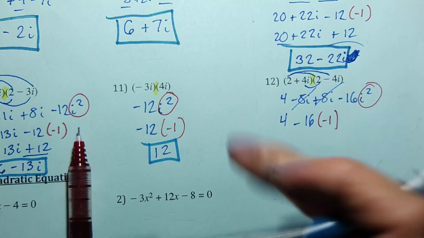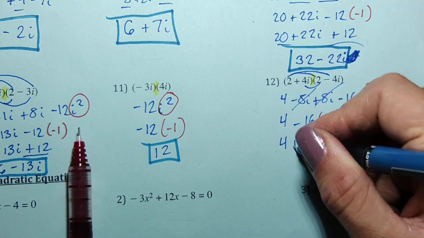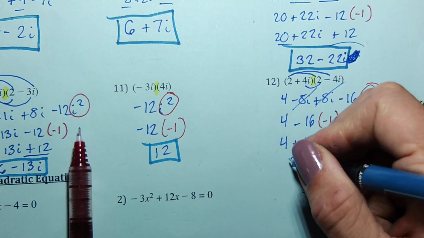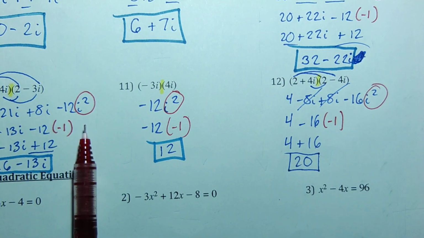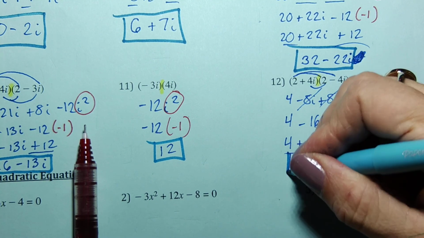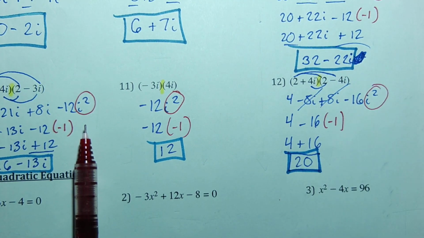Multiplying first, we get 4 plus 16, which gives me 20. And that's our final answer. Folks, do we have any questions so far?